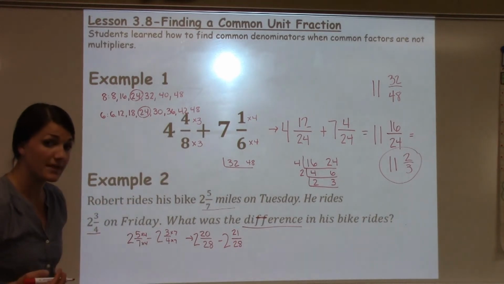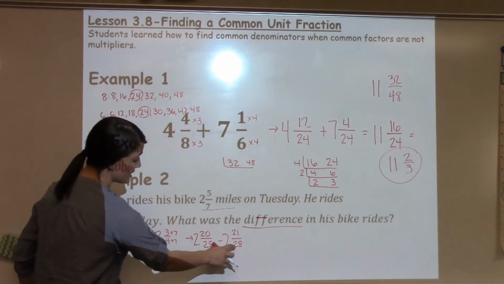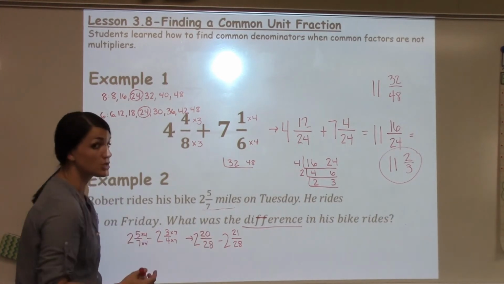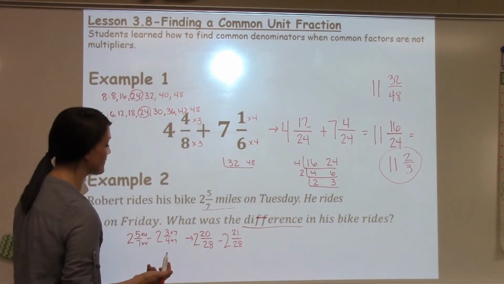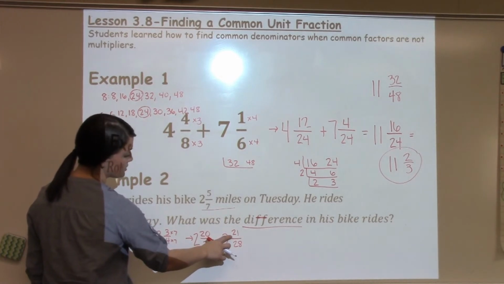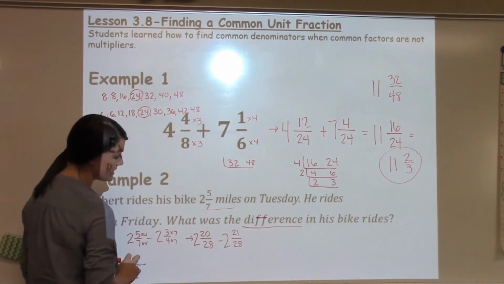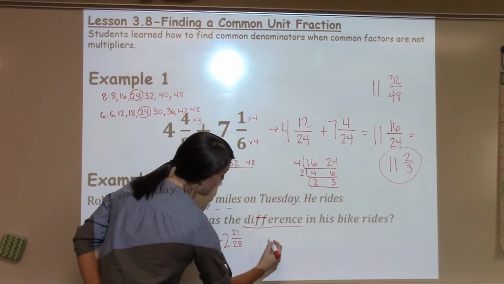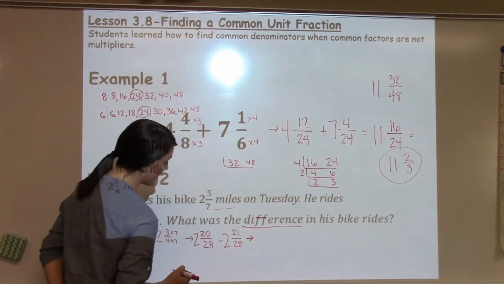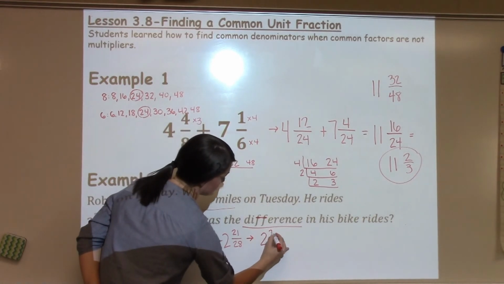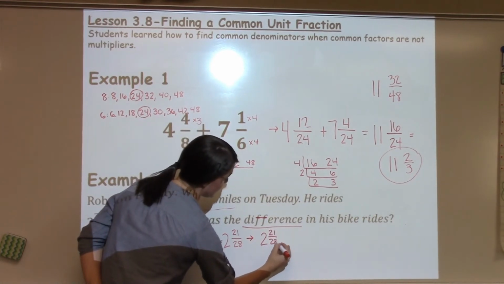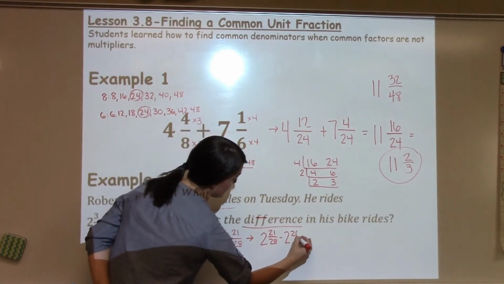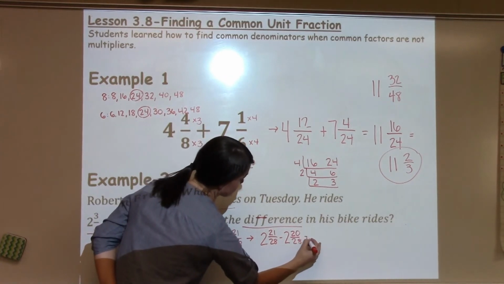Now it's easy for me to see which one is larger. The denominators are the same, so whatever number is larger on the top is the larger fraction. 21 is larger on the top, so that's the larger fraction. So I actually have to flip-flop this order so I can actually subtract them. 2 and 21/28 minus 2 and 20/28.